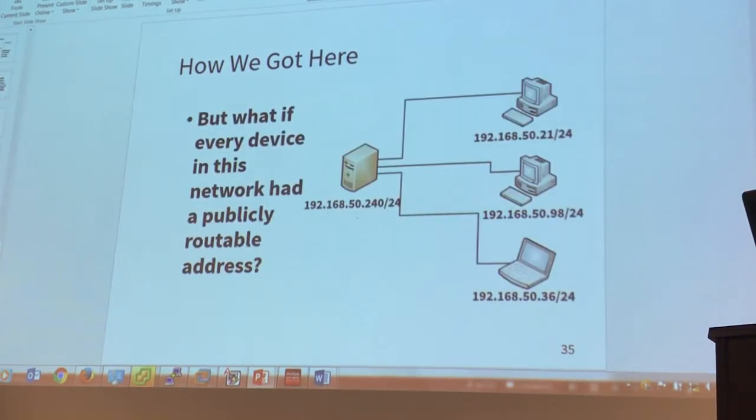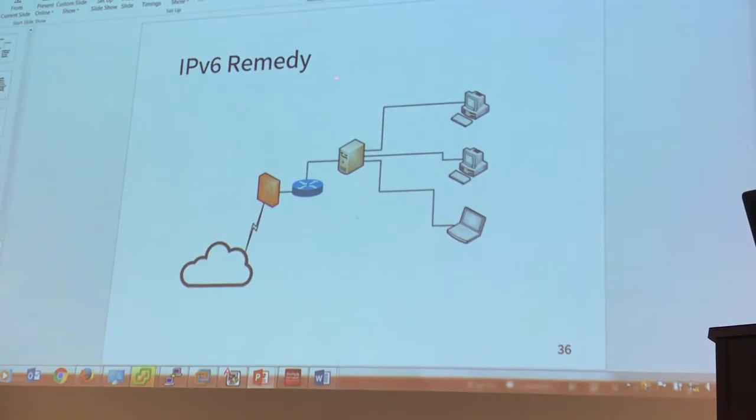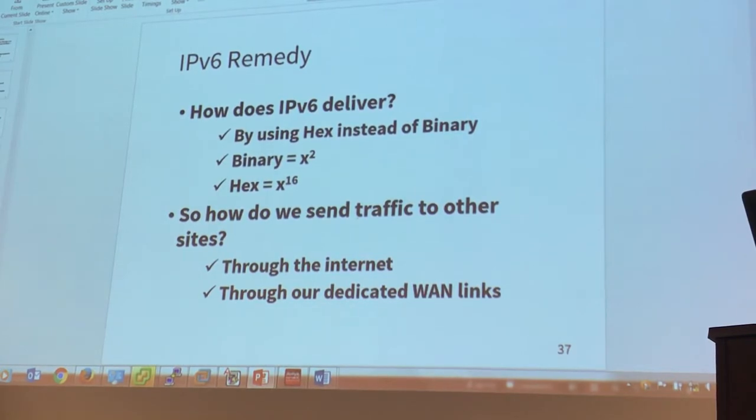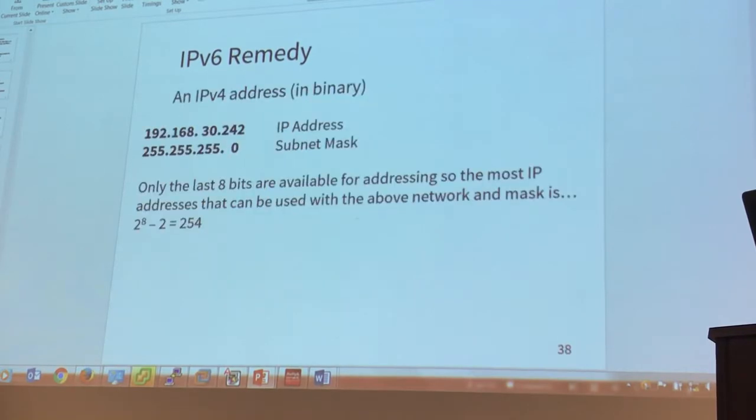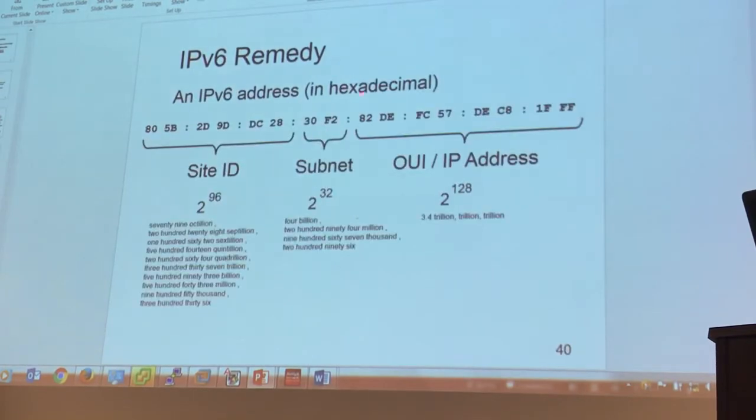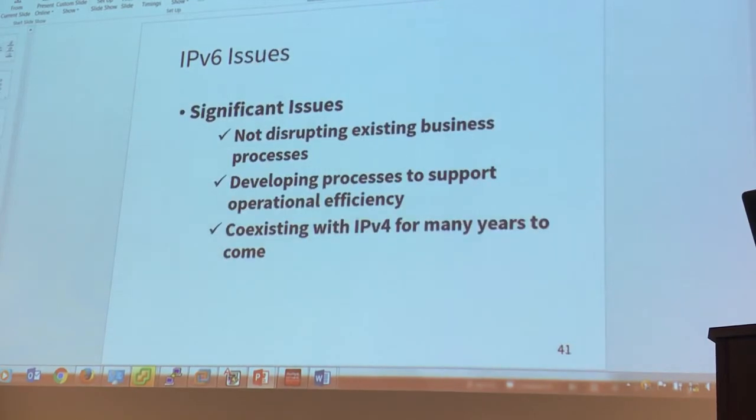I'm going to go quickly through this. The solution could be IP version 6. With IP version 6, we have a lot of IP addresses. We don't work with binary but with hexadecimal. This is an example of an IP version 4 address, and this is an example of IP version 6, where we end up with this amount of options here. Up to 79 octillion IP addresses. Yeah, explain subnet masking to me on that. Okay.